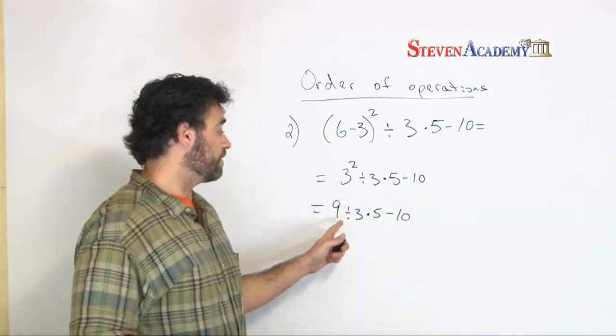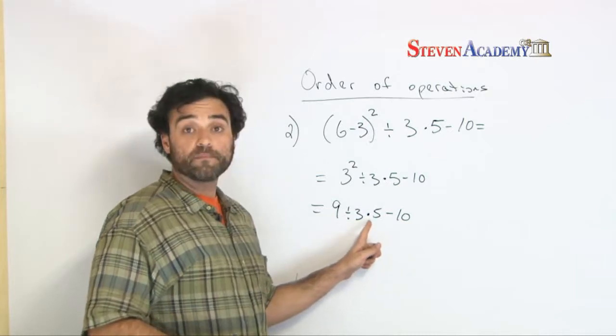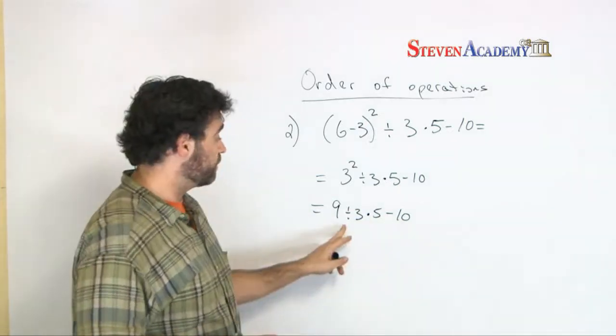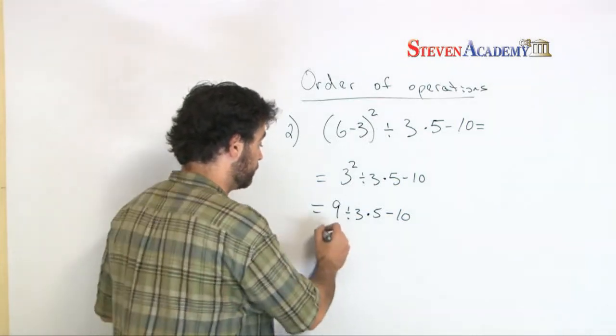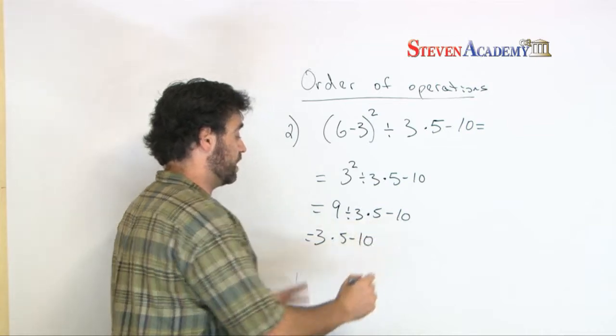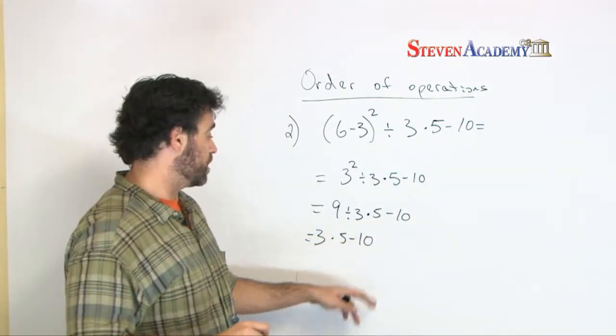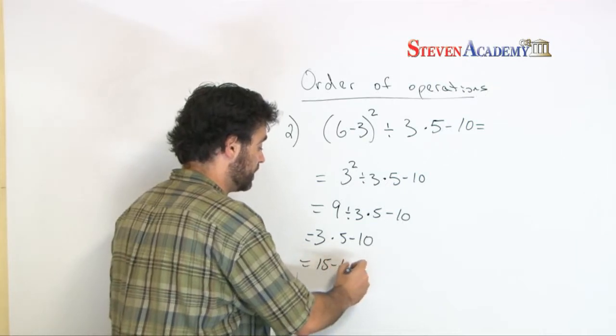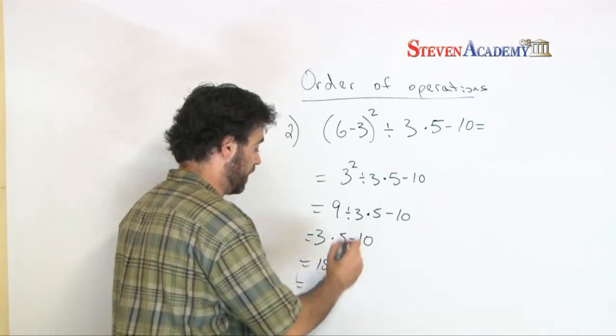And again, here I have that same thing. I have division and multiplication on the same line. I'm just going to work left to right. 9 divided by 3 is 3. And then we have 3 times 5 minus 10. And again, multiplication always comes before subtraction. And we say that 15 minus 10 is equal to 5.